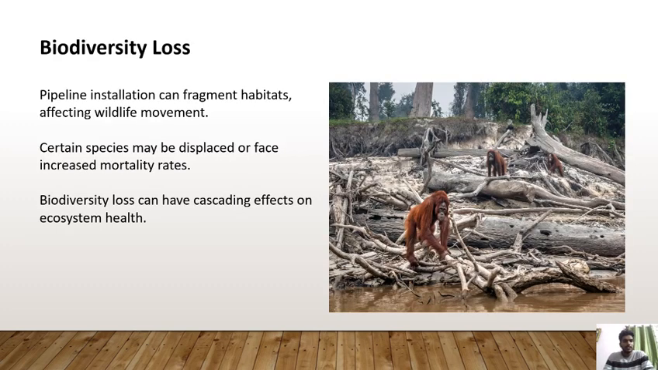Biodiversity loss. Pipeline installation can fragment habitats, affecting wildlife movement. Certain species may be displaced or face increased mortality rates. Biodiversity loss can have cascading effects on ecosystem health.